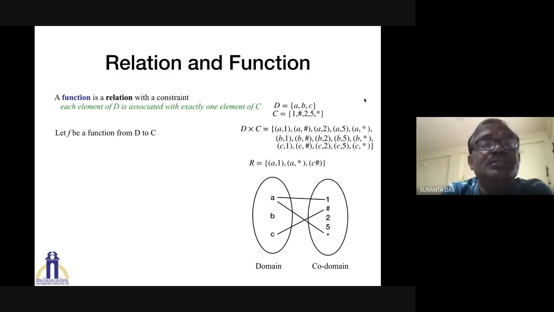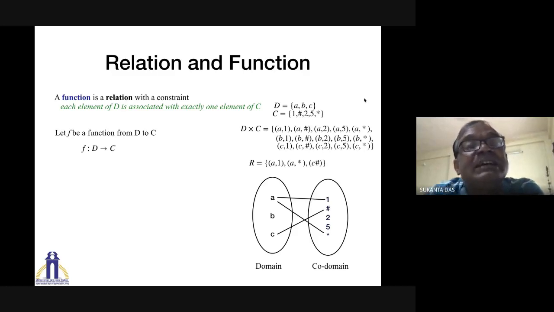This is the notation, these are the words we use. F is a function from D to C, and we represent it in this fashion. Say F colon, then D, then right arrow, C. This is the way of declaring a function.